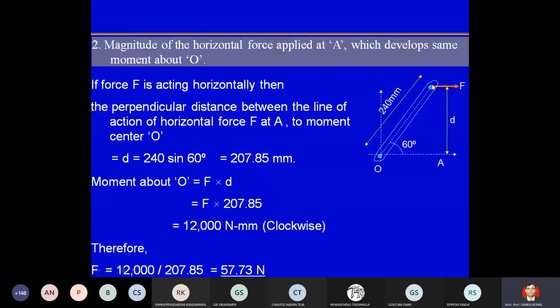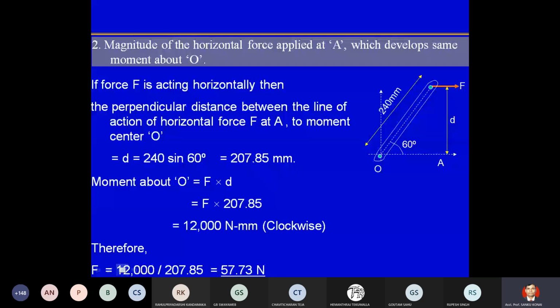Yes, sir. The simplest problem. Now the question is, what is the smallest force at A which develops the same effect? As I said, at point A this F can act in multiple directions. But depending upon the direction, if this distance is 240 mm, this F will change to create the same effect at point O.